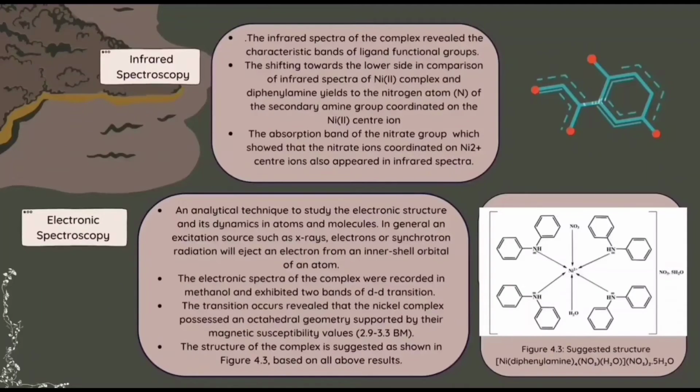Lastly, electronic spectroscopy, an analytical technique to study the electronic structure and its dynamics in atoms and molecules. In general, an excitation source such as X-ray, electron or synchrotron radiation will eject an electron from an inner orbital of an atom. The electronic spectra of the complex were recorded in methanol and exhibited two bands of d-d transition. The transition reveals that the nickel complex possesses an octahedral geometry, supported by its magnetic susceptibility values, which are 2.9 to 3.3 Bohr magneton. The structure of the complex is suggested as shown in Figure 4.3 based on all the above results.